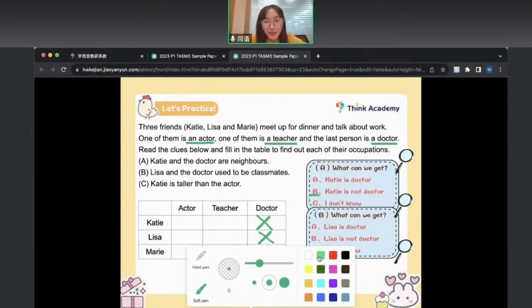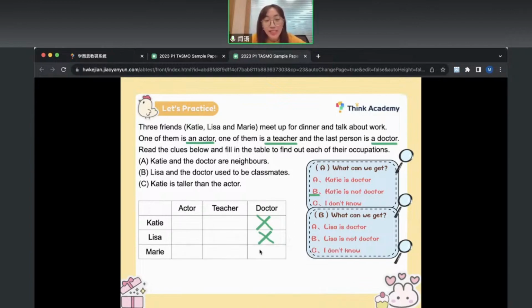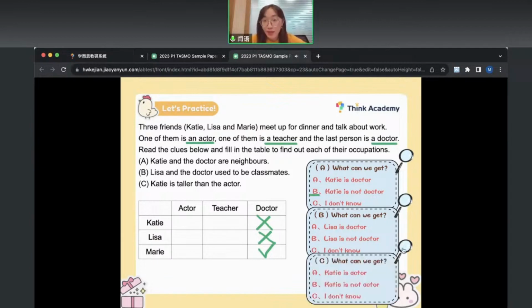OK， 好，这个地方呢，我们就可以知道了，其实 Mary 她的职业就是 doctor， 因为其他两个人都不是，那一共就只有3种职业一一对应 ，right？ Okay, so after that, everyone, let's have a look. Read sentence C. Katie is taller than the doctor. Katie is taller than the doctor, so what can we get? Katie is an actor. Katie is not actor, or I don't know. Which one? Ah, yes, good job. Yeah, Mary is doctor.